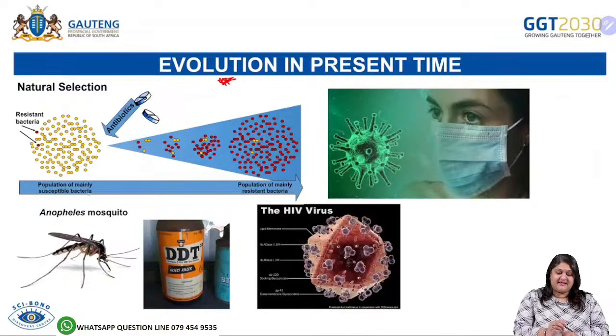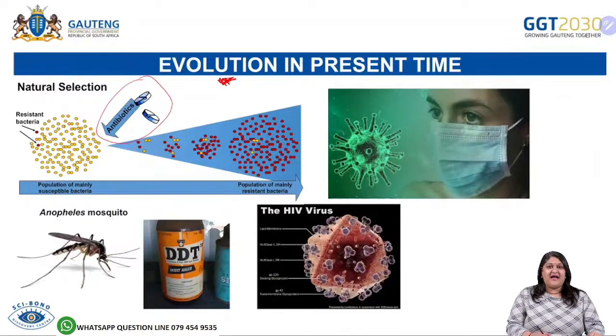So when they administer the antibiotics at this point, it's going to kill which ones? The orange ones, because they are the ones that are susceptible. But the two red ones are going to survive. And what does Darwin say? They are going to survive and they're going to reproduce and they're going to pass on the allele for that characteristic to the next generation.